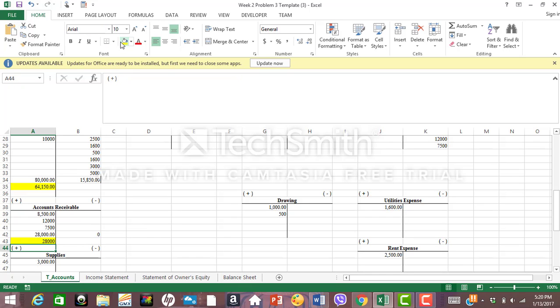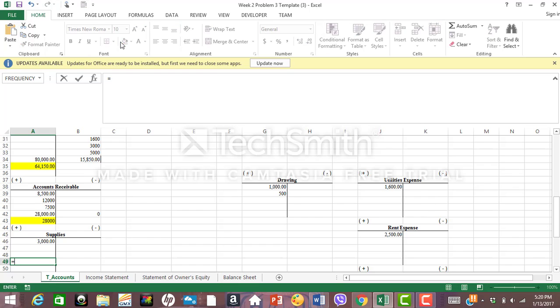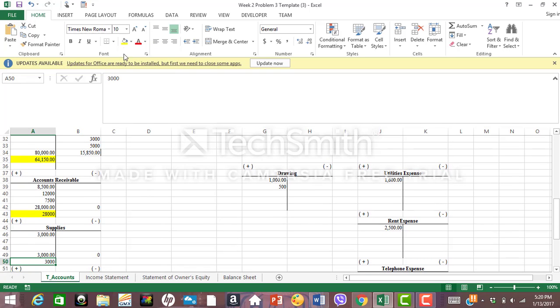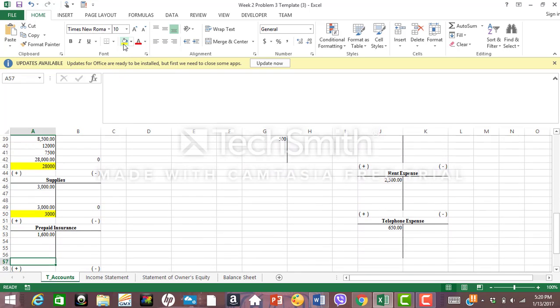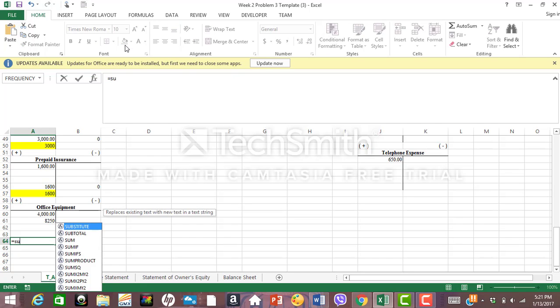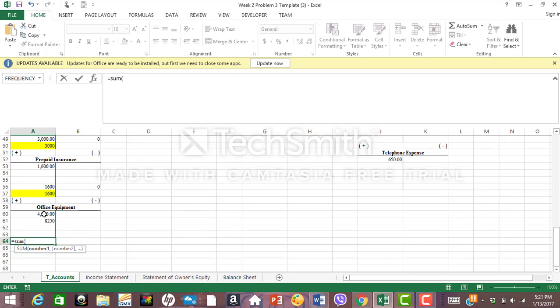All right, and then the supplies would be $3,000, 0 over here, so your balance is $3,000. And then for prepaid insurance it is $1,600 here, 0 here, $1,600 here. And then office equipment would be the sum of these, and then nothing was depreciated, so your balance is this.